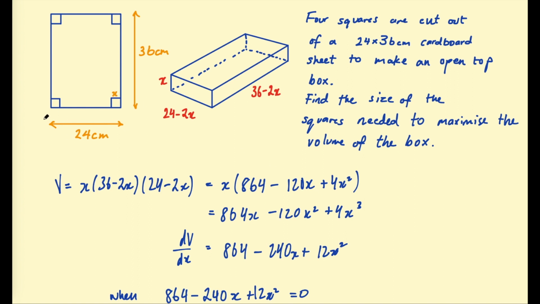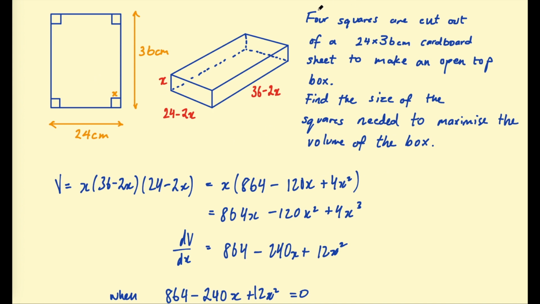Well, we know this length here, the shortest length, needs some length, right? It can't be 0. And x can't be more than half of that. So we have a maximum length for x of 12, right? If I make x greater than 12, then I won't have a box. I'll just cut out two large squares and it will just be a mess. It won't be a box.